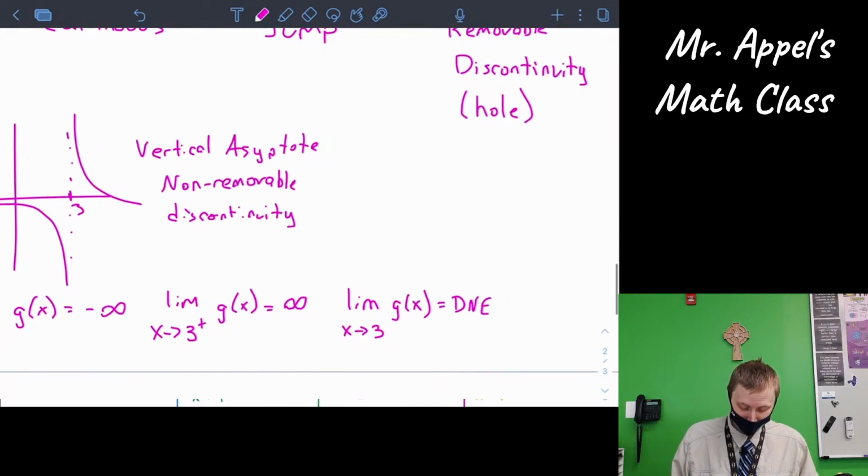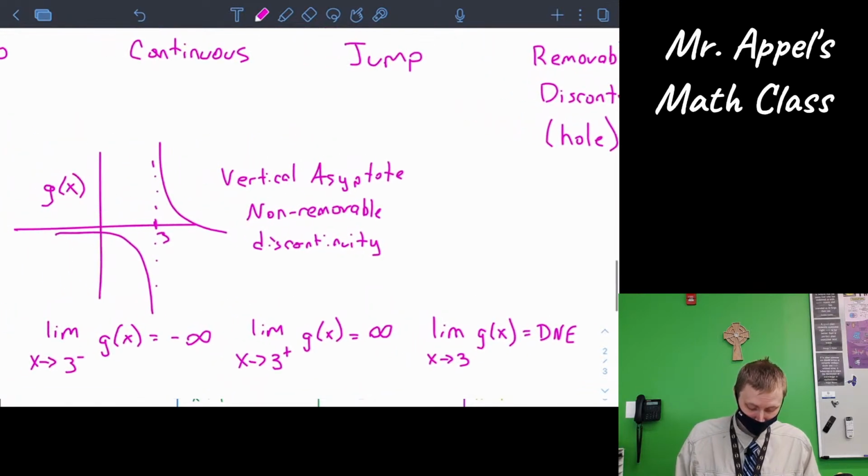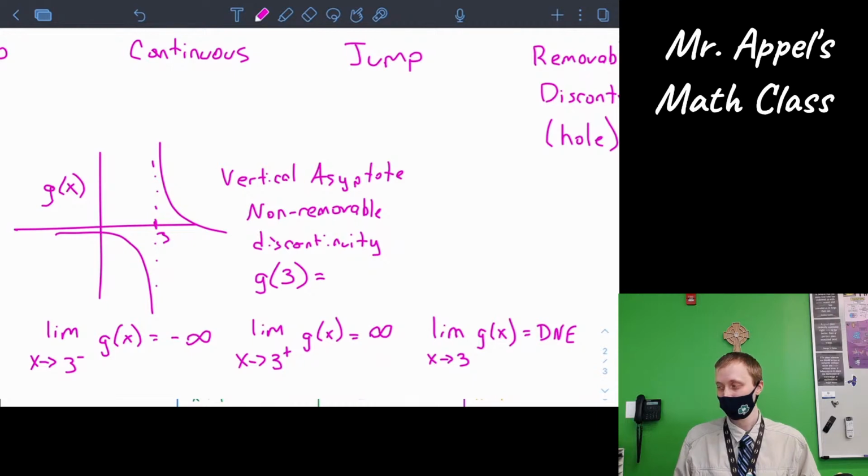And is the function defined at g of 3? Also undefined?